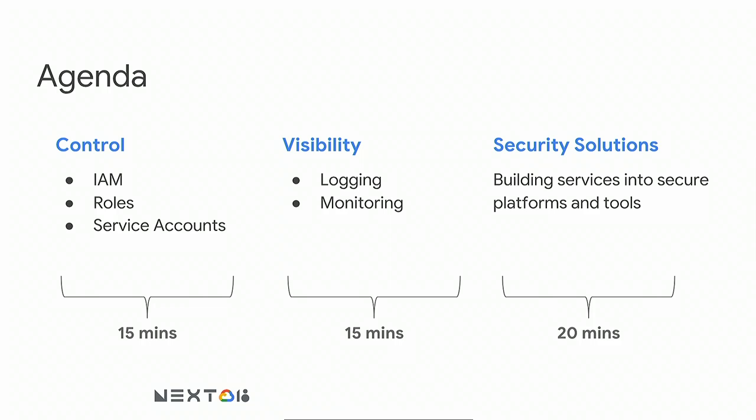We're going to look at visibility. How do you monitor what's happening? How do you validate that the controls and permissions that you put in place are actually giving you the controls you think they're giving you? And then we're going to talk about how we wrap up some services into solutions and solve some common problems that my customers have brought to me.